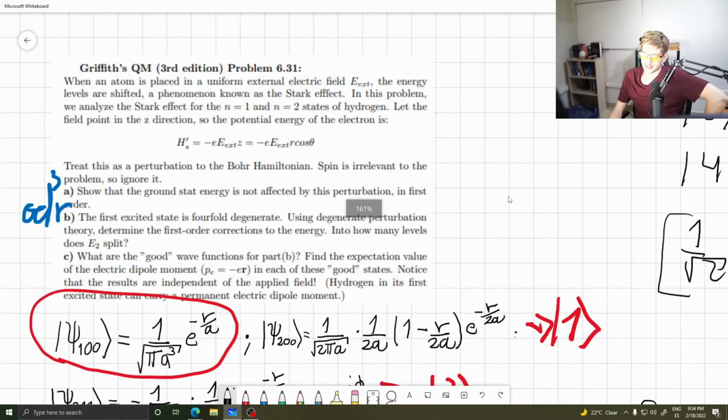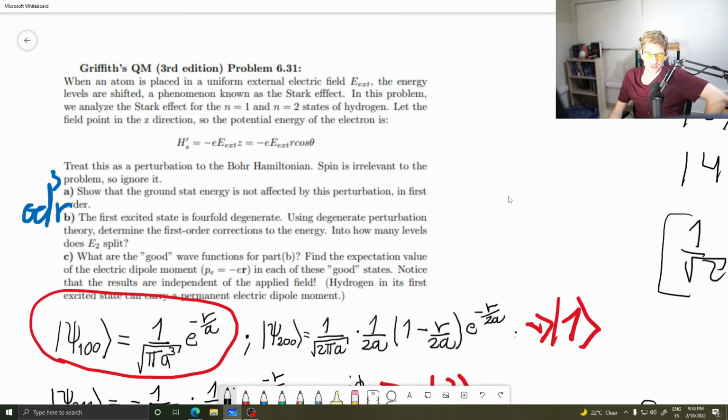So that is Griffiths problem 6.31. It was quite a bit of using perturbation theory, but I really think that this helps you understand quite a bit better how to use it. A lot of calculations, but that's why it's so important to always look at the integral before you actually start calculating it. Because if you had calculated each one of these integrals, oh my god, that would have been so annoying.